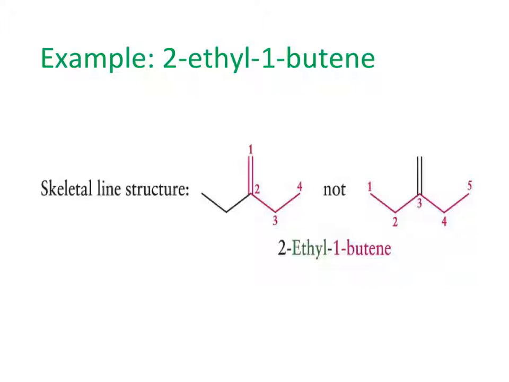We then need to name our substituent. We can see our substituent here, consisting of 2 carbons, meaning it's an ethyl substituent. It's coming off the second carbon in our main chain, and so 2-ethyl, giving us an entire final name of 2-ethyl 1-butene.